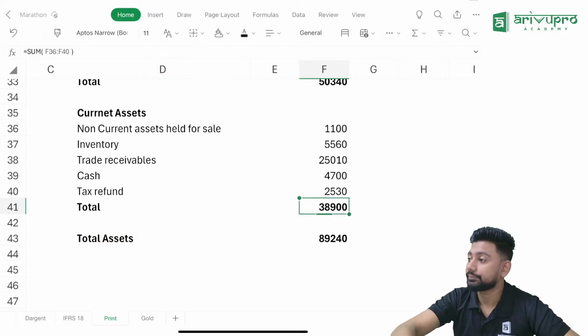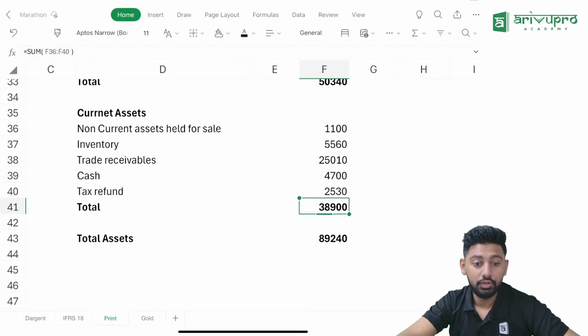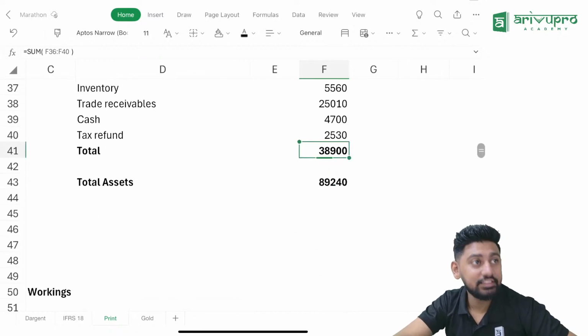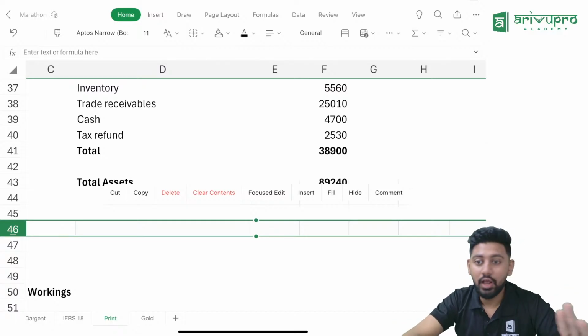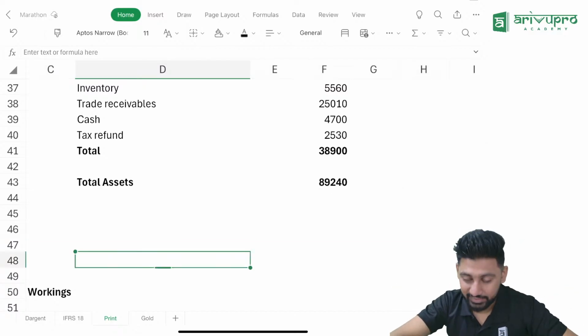89,240. Done. Now that I'm done with my assets, I can go on. In the exam, you will have this problem where you can't add lines.